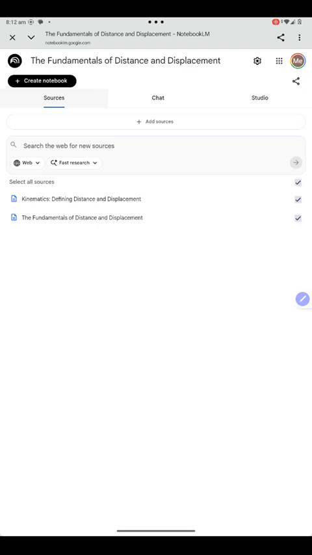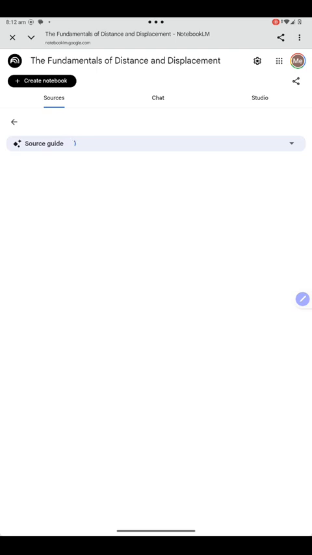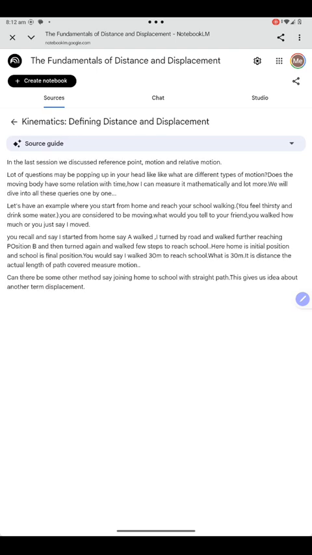Some questions may be popping up in your mind: how can motion be measured, how is it related to time, another physical quantity, and what are the different types of motion that are there. So all these questions we will take one by one. Let's start with the first one.